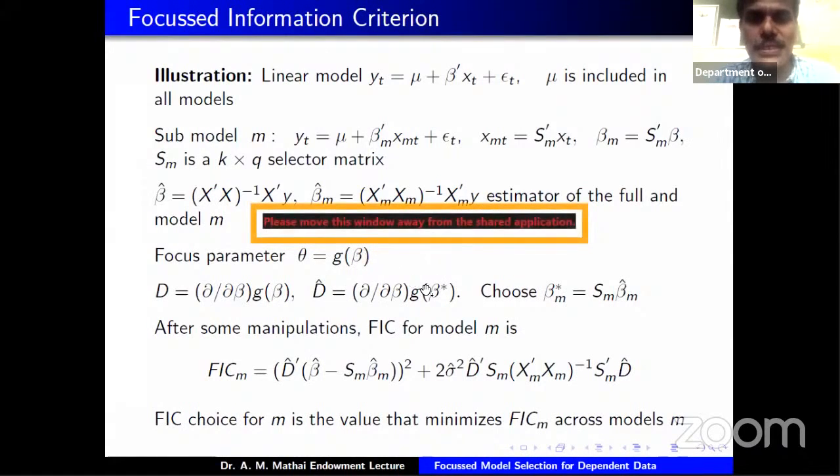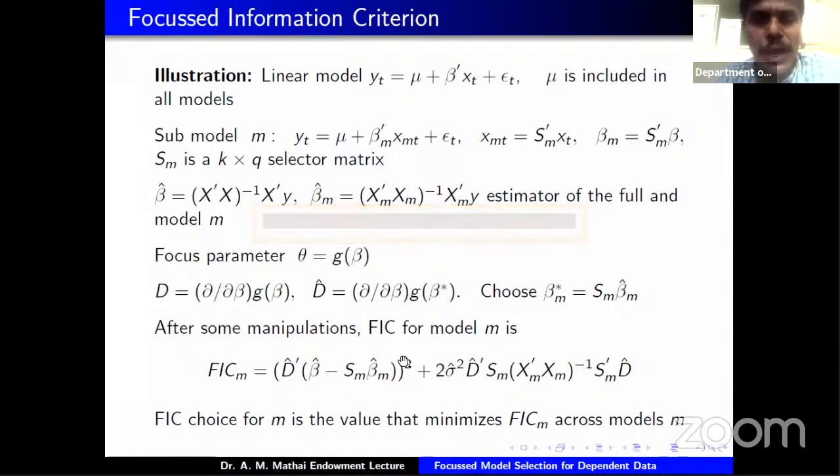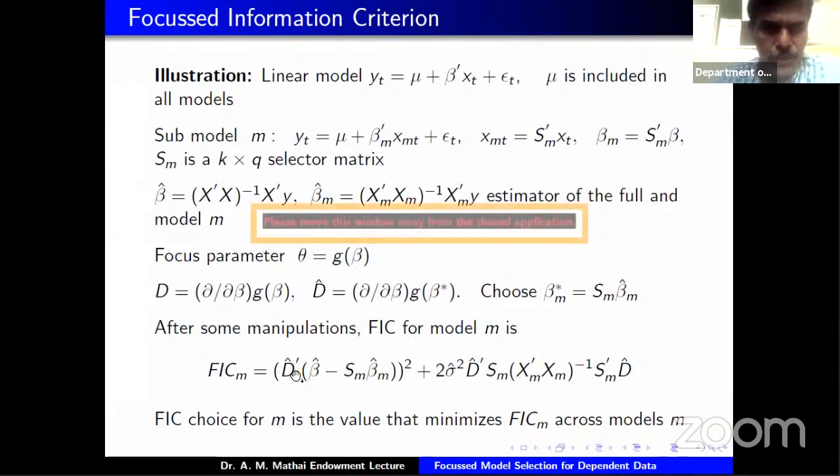And I will use the delta method to actually get the corresponding MSE. With some assumptions, and of course I have to make appropriate assumptions to have the asymptotic normality. That is an inevitable part of this entire theory. You need them. So I can get this, which is like bias squared plus the variance. So this is the corresponding FIC expression, the MSE expression. The choice of M is the value that minimizes this, and it is called the focused information criterion.